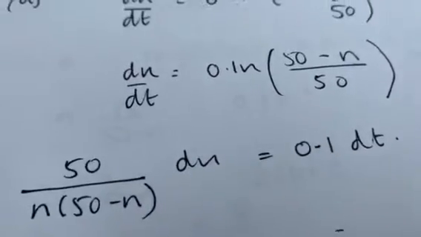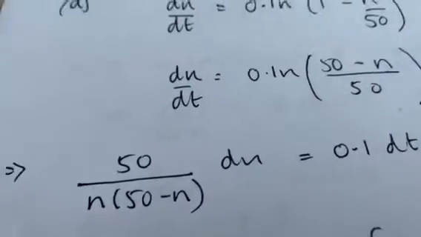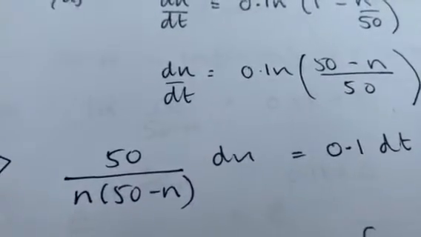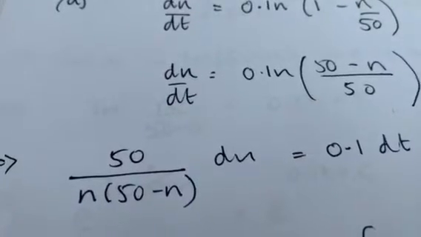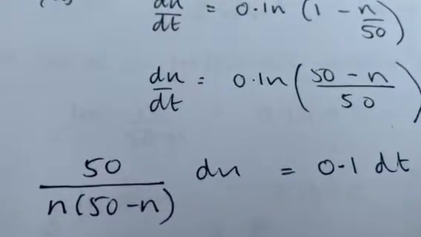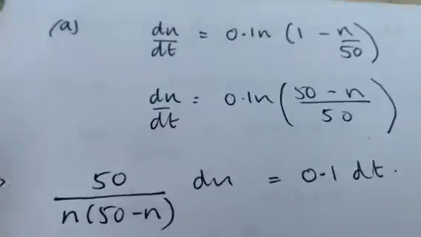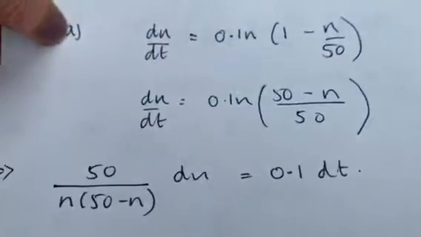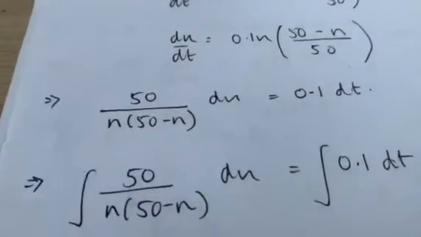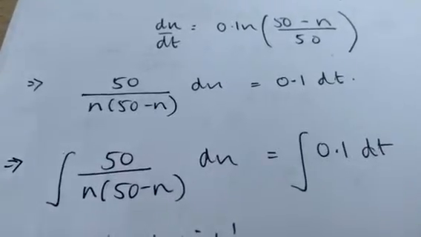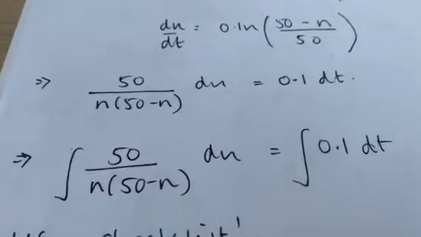So what I've then done is divided both sides by 50 minus n, multiplied by 50 and divided by n. I've kept it in this format, and that's going to make it easier for me to achieve the answer that I need. So I'm now able to integrate both sides.